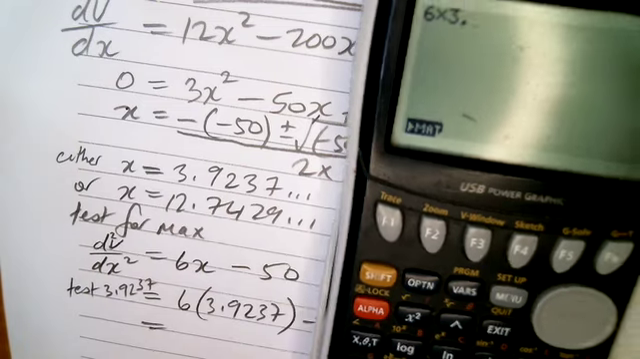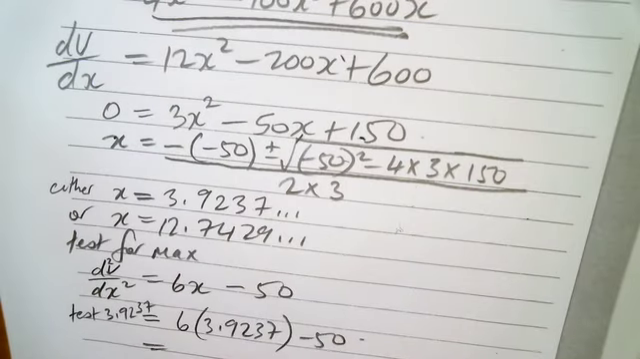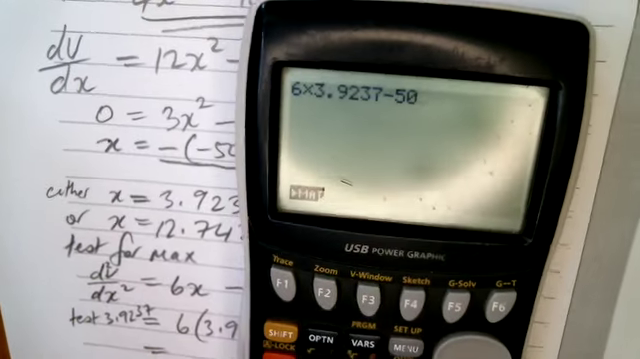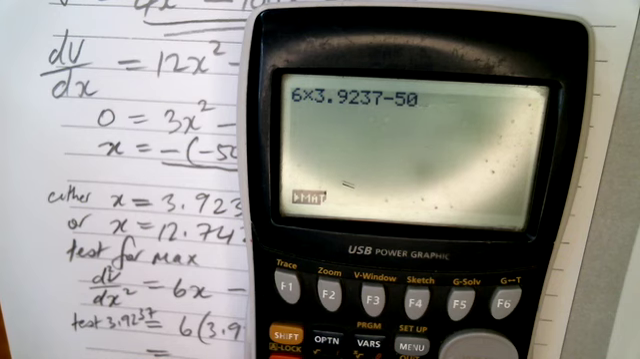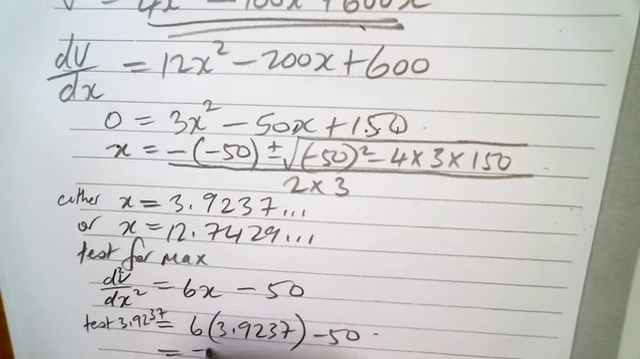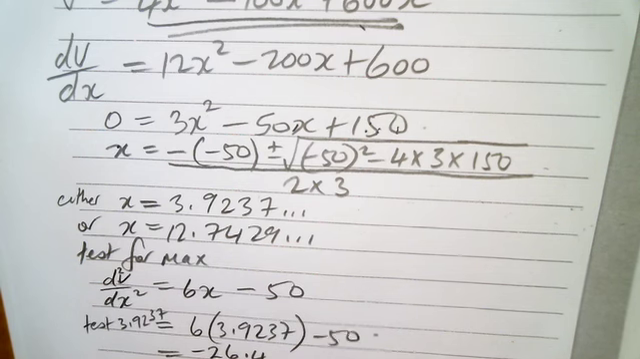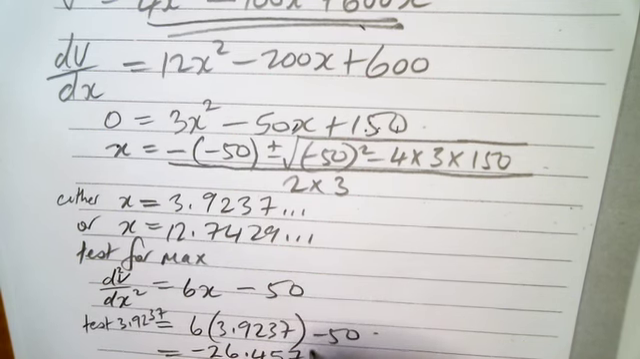3 point, you can't really see that, sorry. I'll type it in first and I'll show you what I've typed. Minus 50, here we go. There it is, 6 times 3.9237 minus 50 is negative 26.4578.